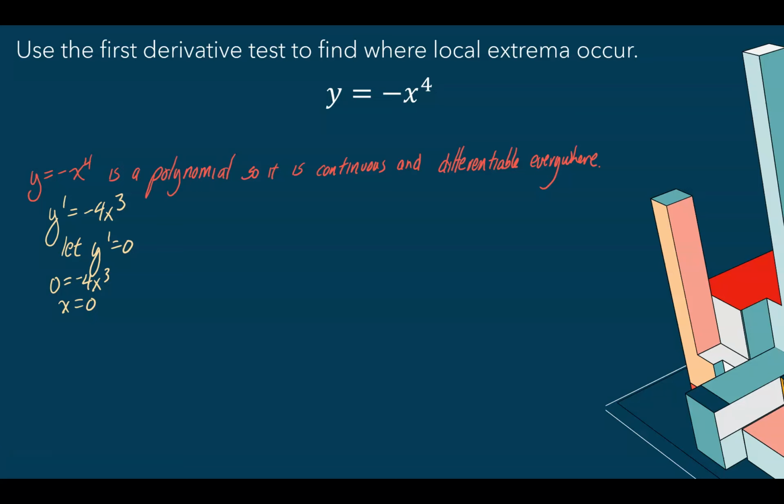So now we need to make a sign chart. So we're going to make a number line, and, well, again, maybe I should draw this out. I need to animate that better. Our number line, the inputs are x. This is going to be the sign of y prime.